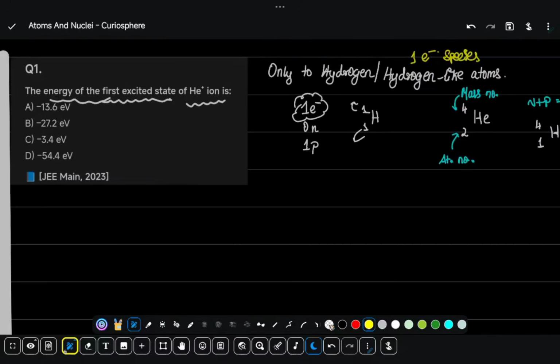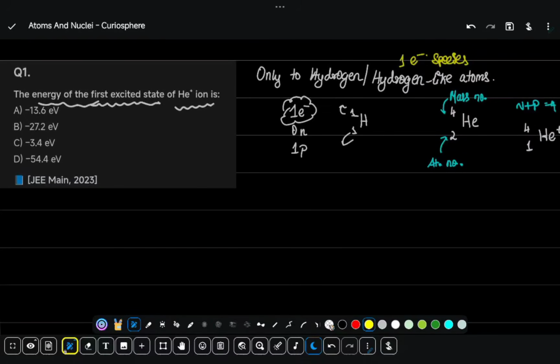Now coming back to the question. So simple, helium plus ion is nothing but hydrogen ion. So we can apply Bohr's model. And one more thing, you should not just blindly go behind the concept. You have to check whether for the given case the concept is applicable or not.